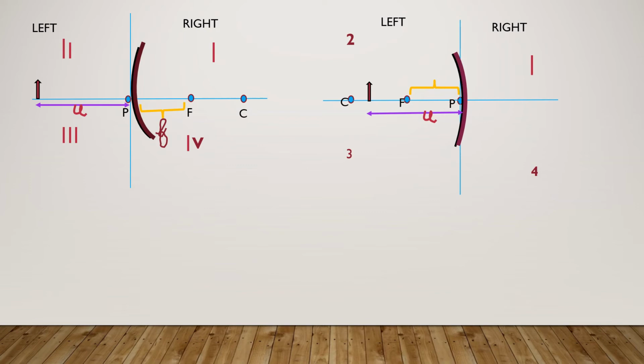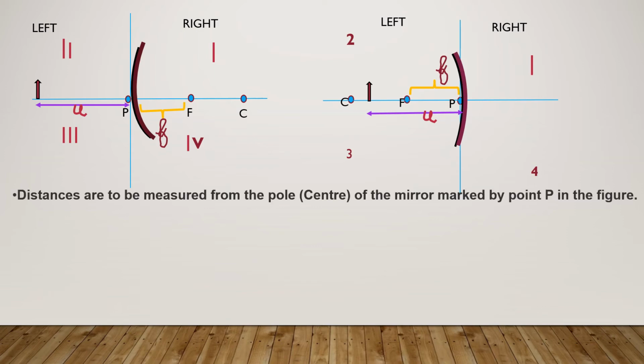And the distance between the focus and the pole is called the focal length, represented by small letter f. Now these are the conventions that we use. P is taken as the origin of the distances, just as in maths we have origin O. So this is the place from where we start measuring the distances.